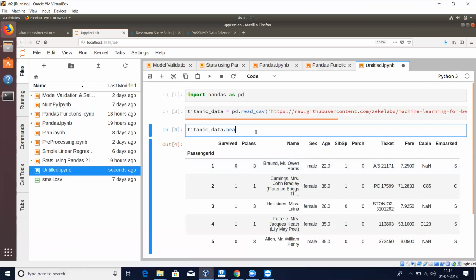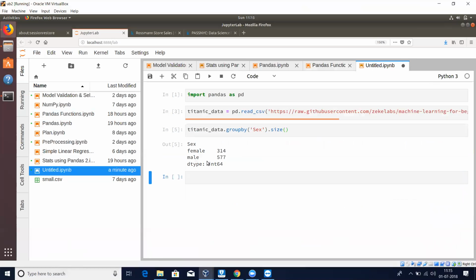So what you can do here, you have an option of group by. Okay, group by sex. And which column do you want to group by? Size. Right, you can see here what it is doing. It is grouping by sex, and it is giving you the count based on that.